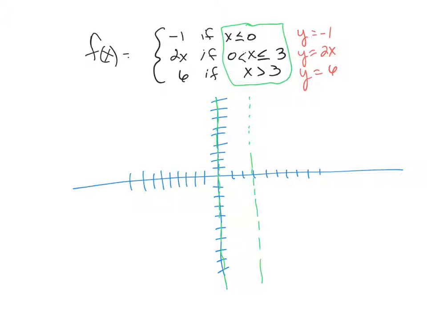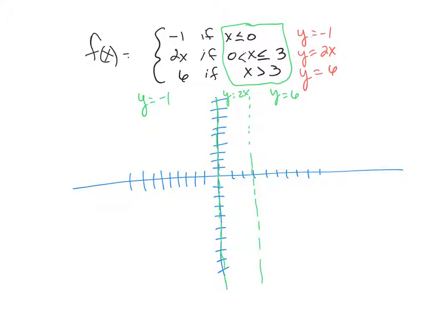How many areas have I just divided that graph into? 3. The one on the left, the one between the walls, which I call where the rats live, and the one on the right, right? So the first equation goes on the left, y equals -1. Y equals 2x goes in the middle, and y equals 6 goes on the right, because y equals 6 is for when x is bigger than 3.